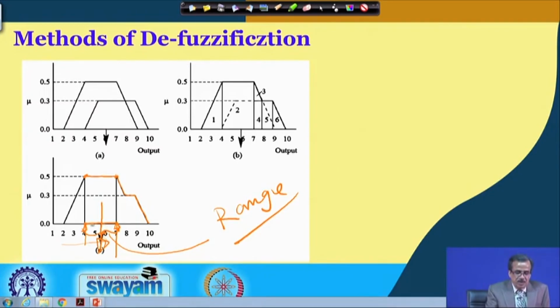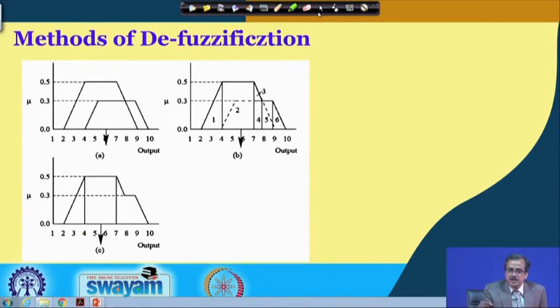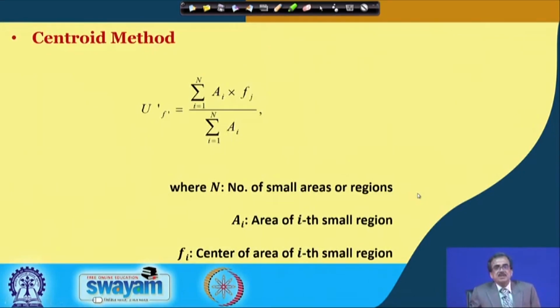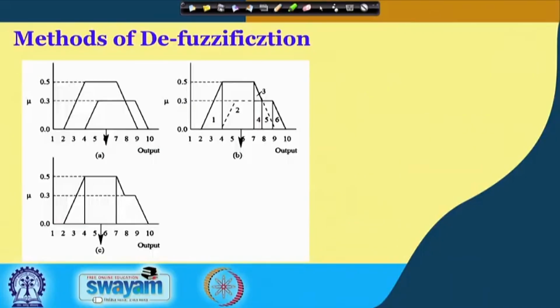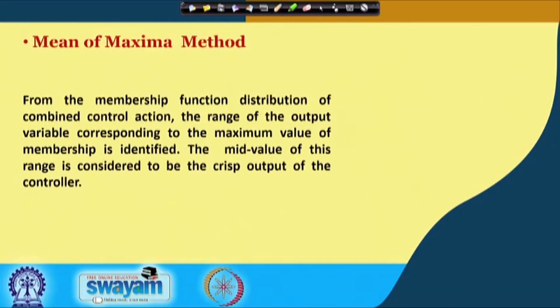So, we try to find out the midpoint of this particular range, and that is nothing but the crisp output. This is the way we find the crisp value corresponding to the fuzzy fired output. These three methods are very popularly used to determine the crisp value corresponding to the fuzzy fired output. Let me repeat: the first method is the center of sums method, the second is the centroid method, and we have the mean of maxima method.